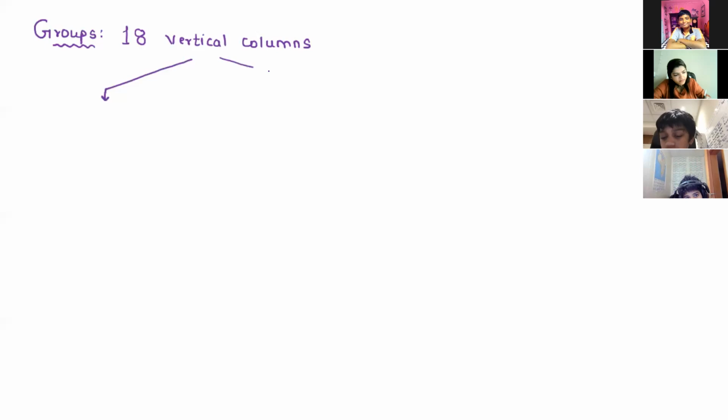So groups are called as vertical column. How many vertical columns are there? 18. Yes, so 18 vertical columns. Now, these 18 vertical columns, they are divided into two groups. If you look at the periodic table, there will be two groups of elements. There is called as A group elements, and we have B group elements.